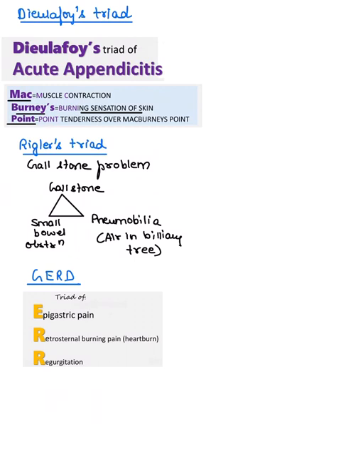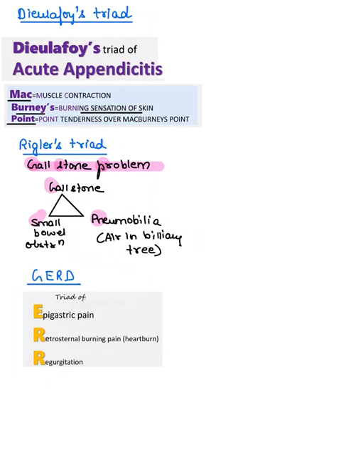Now coming on to the next one, that is Rigler's triad. So basically this is seen in gallstone problem. Okay, so if you think about the gallstone problem, how can you remember it? G is for gallstones, S is for small bowel obstruction, and P is for pneumobilia, that is air in the biliary tree. If there is blood in the biliary tree, this is known as hemobilia, which is the Sandblom triad, which I will be talking about further.